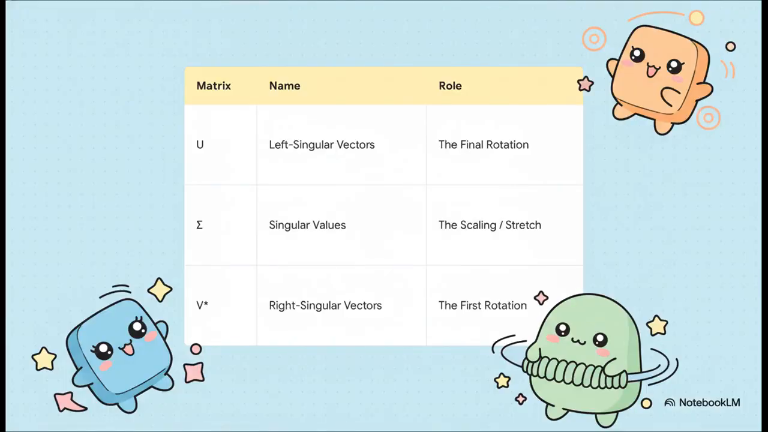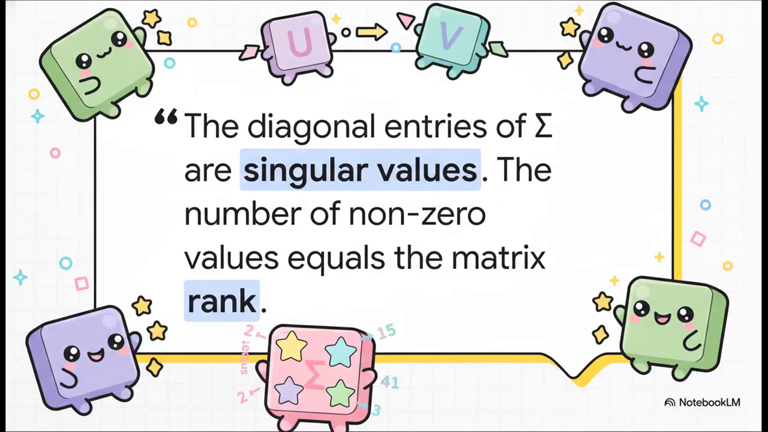That V star matrix, that handles the first rotation. The sigma matrix, that's the one doing all the scaling and stretching. And the U matrix, it performs that final rotation. Simple as that. But the real star of the show here, the most valuable player, is that middle matrix, sigma.